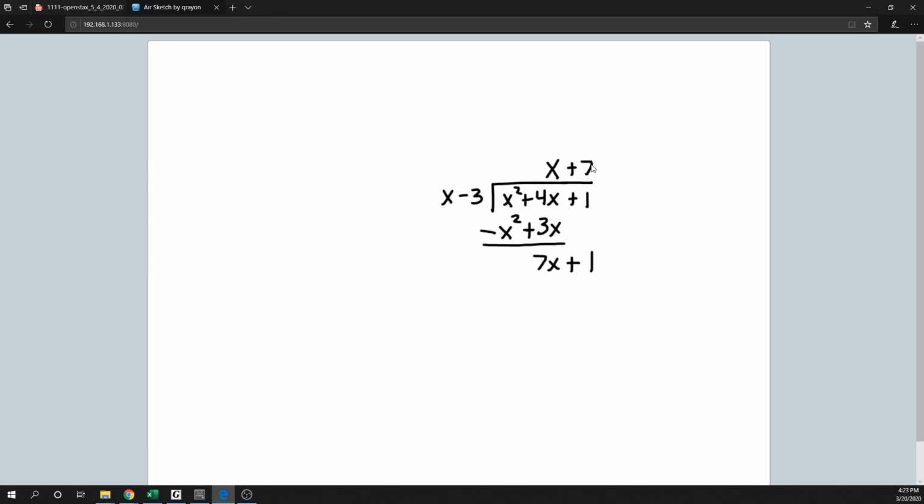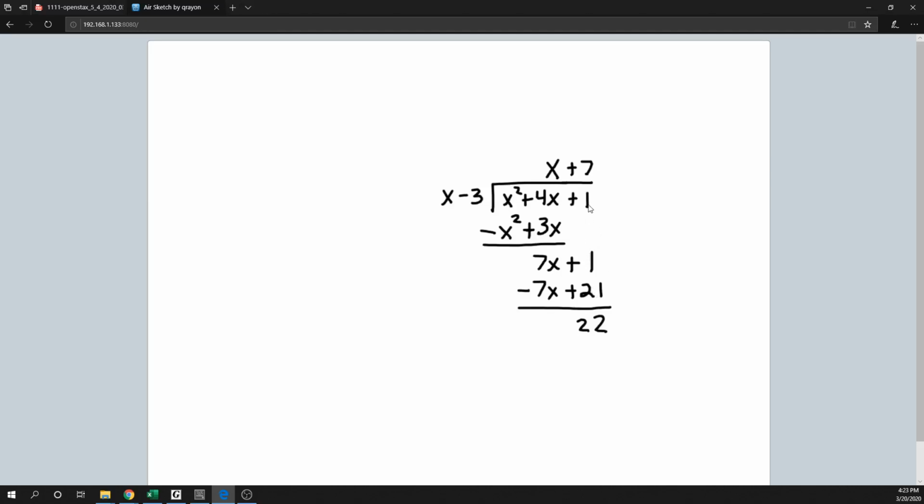Next is the multiplication. I would multiply 7 times each term here. So 7 times x is 7x. 7 times minus 3 is negative 21. So that's the multiplication part. Next is the subtraction part, and so I would change the sign of each of the terms and then add. So 7x minus 7x gives me 0 x's, which I'm not going to bother to write, and normally that first one I'll never write, and then 1 plus 21 would give me 22.